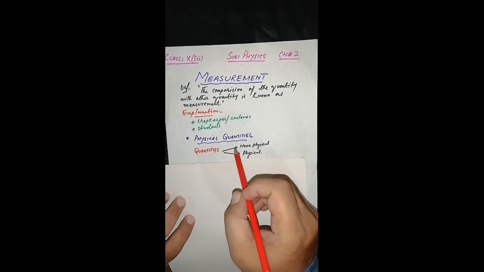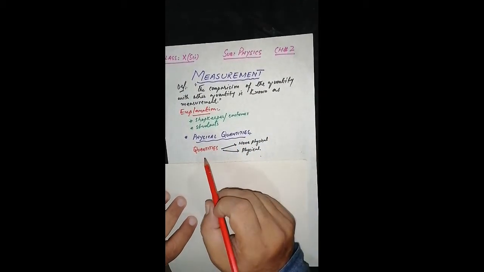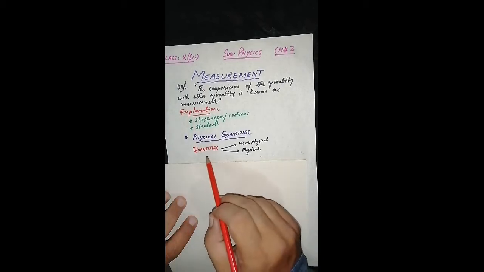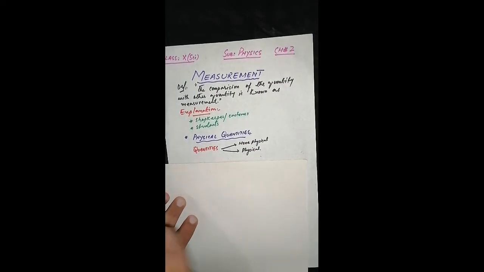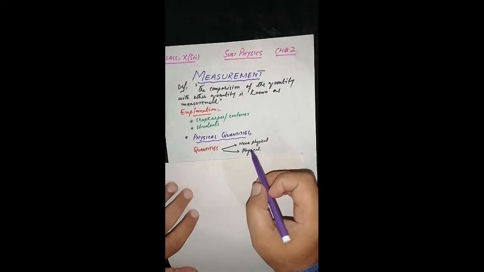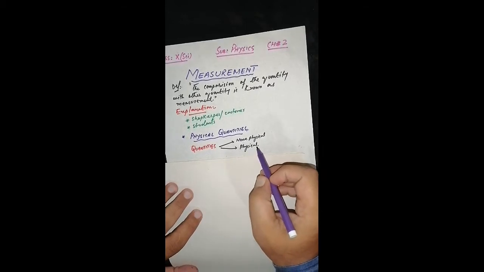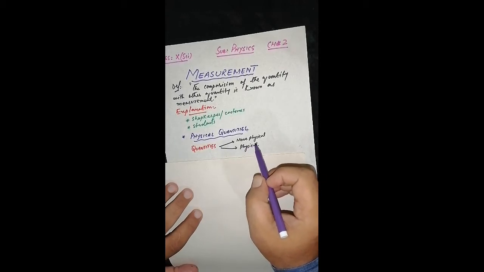Before I start the topic of physical quantities, first we have to understand the word quantities. Quantities generally consist of two types. One is called non-physical and second one is called physical quantity. We can explain or define it. Non-physical quantity is that quantity which we cannot touch.